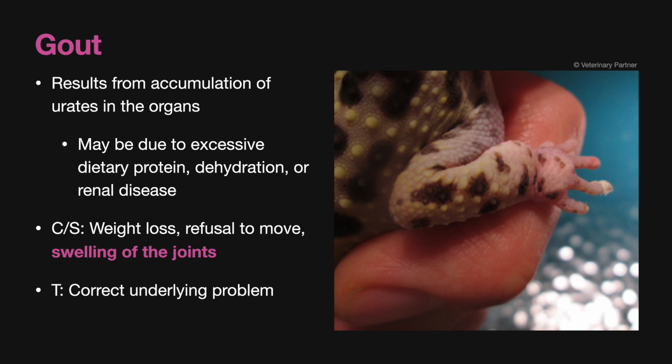Gout results from accumulation of urates in the organs due to excessive dietary protein, dehydration, or renal disease. Clinical signs include weight loss, refusal to move, and swelling of the joints. Treatment typically involves correcting the underlying problem.